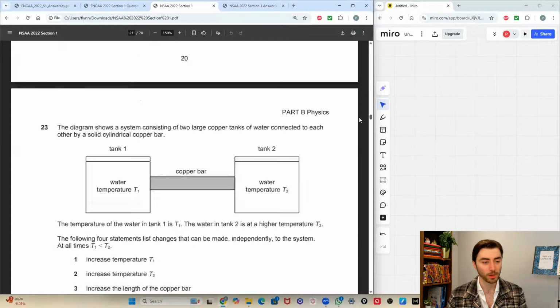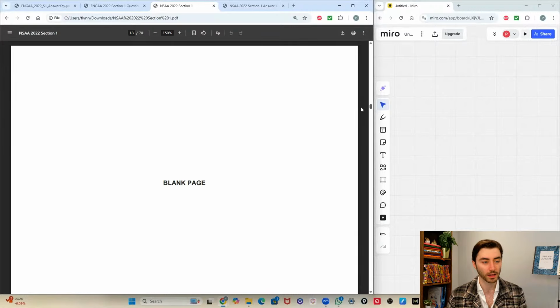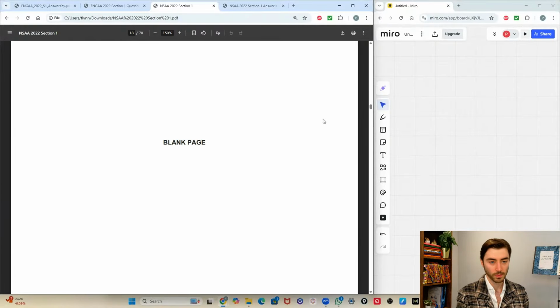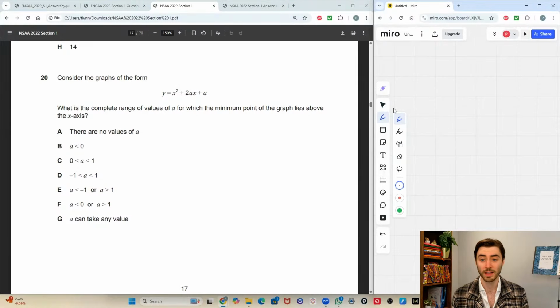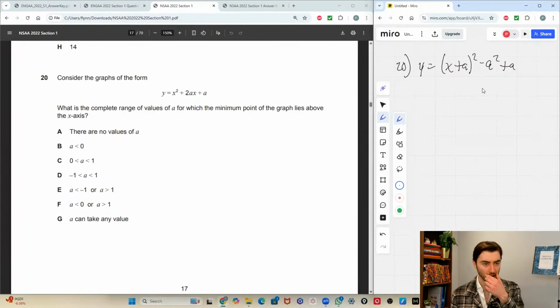Right, we're going to start on Math 1. I'm going to skip to the back, and we're going to go forward. So ready, and go. Right, graphs of that form, complete range, minimum point lies above the x-axis. Well, actually, I can do that straight away. So on 20, I'm going to complete the square on that. So y is equal to (x + a)² - a² + a. And where that lies above the x-axis, it means that this, a - a², must be bigger than 0.